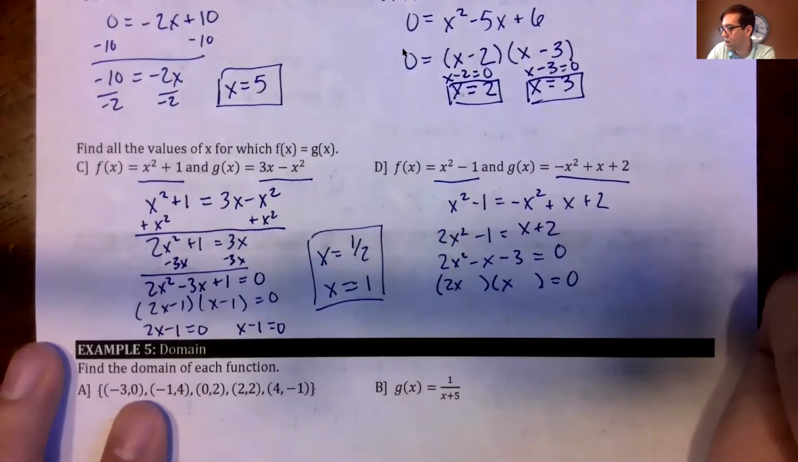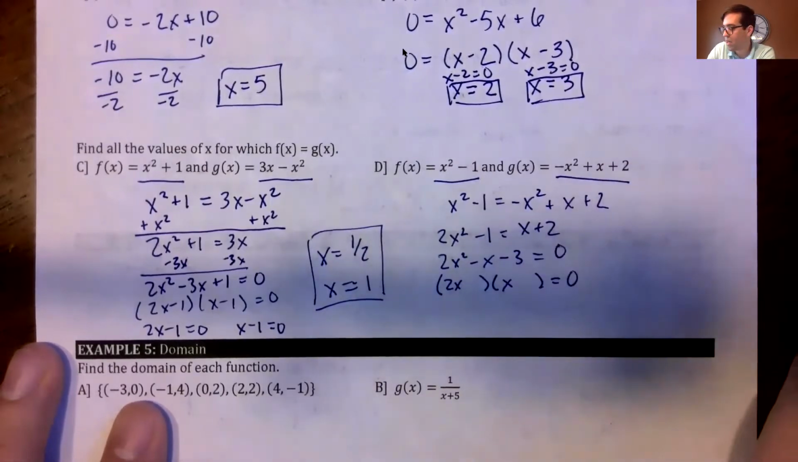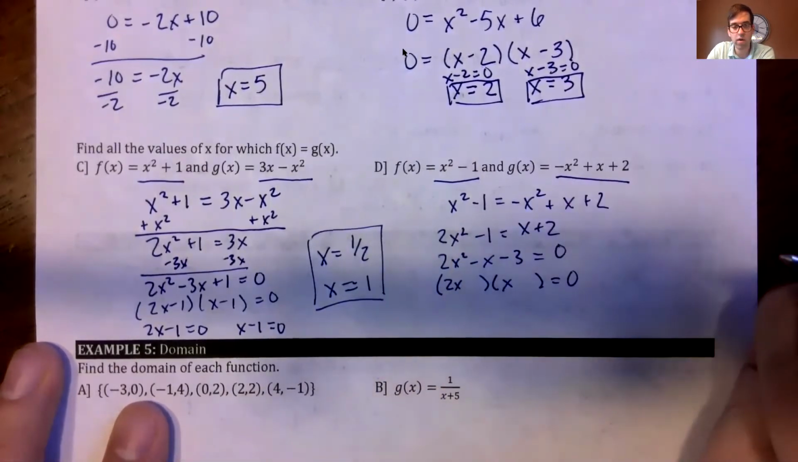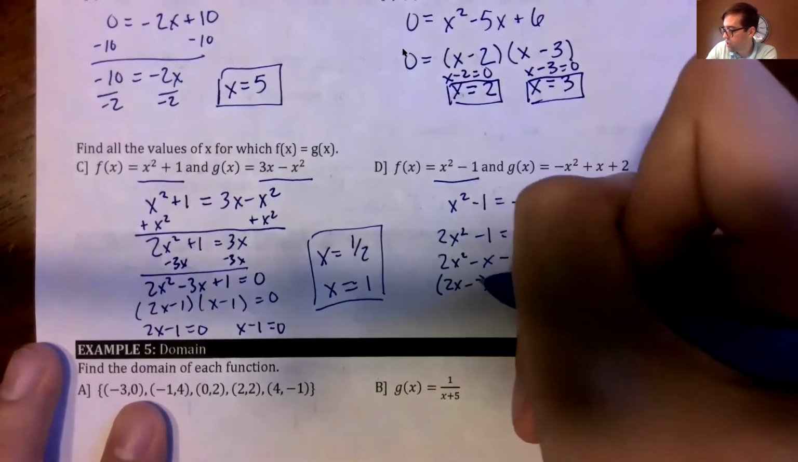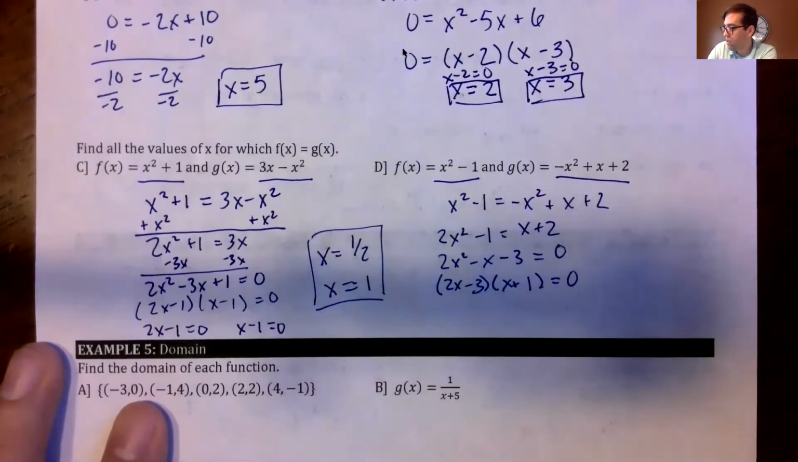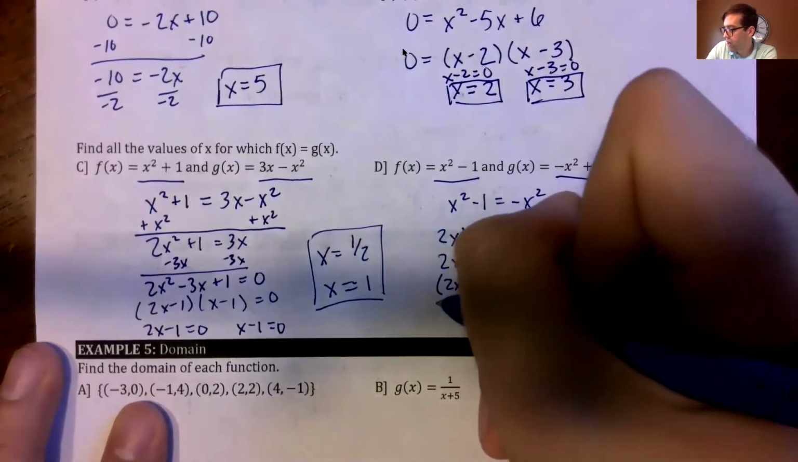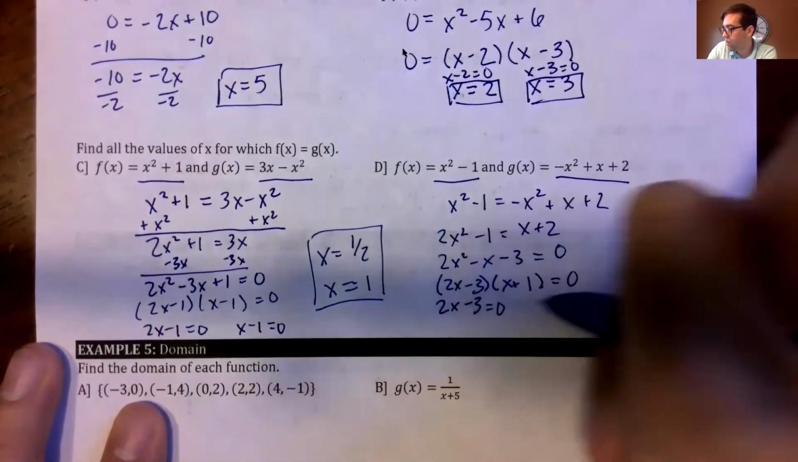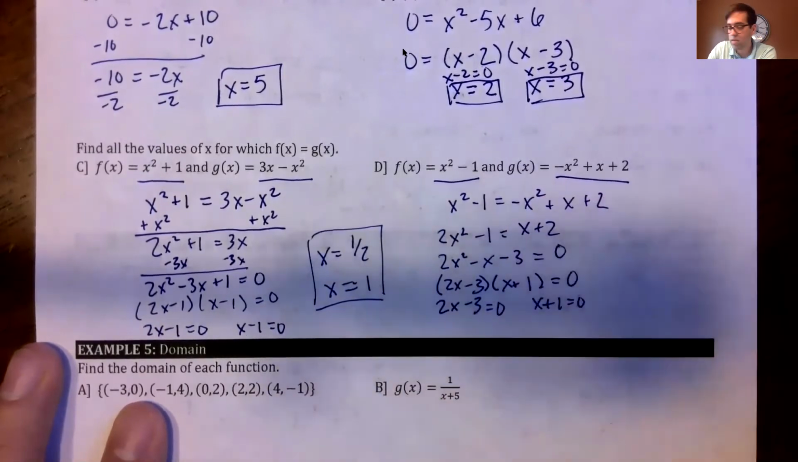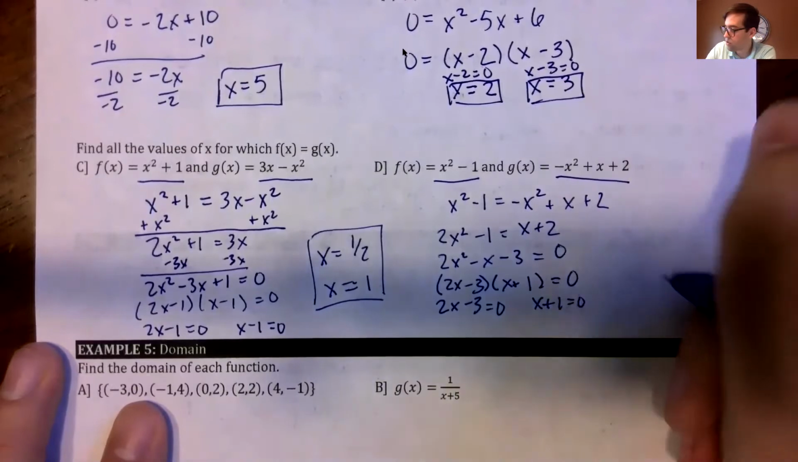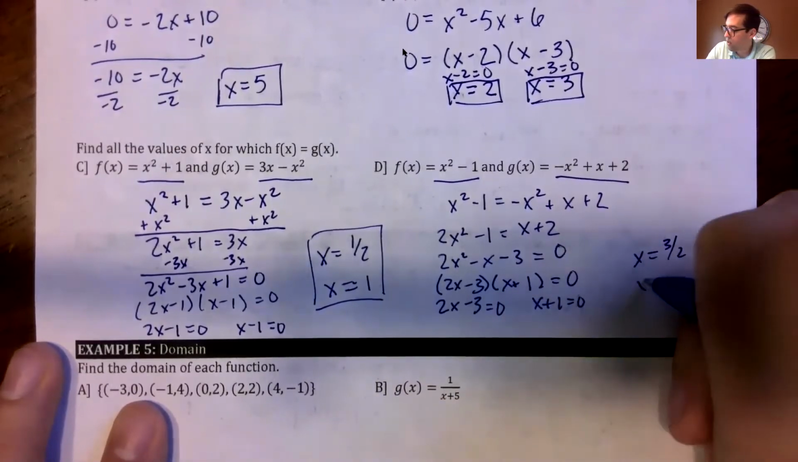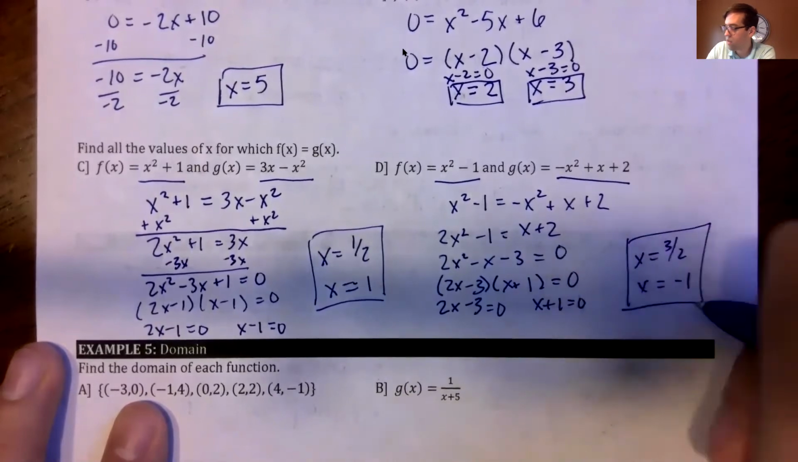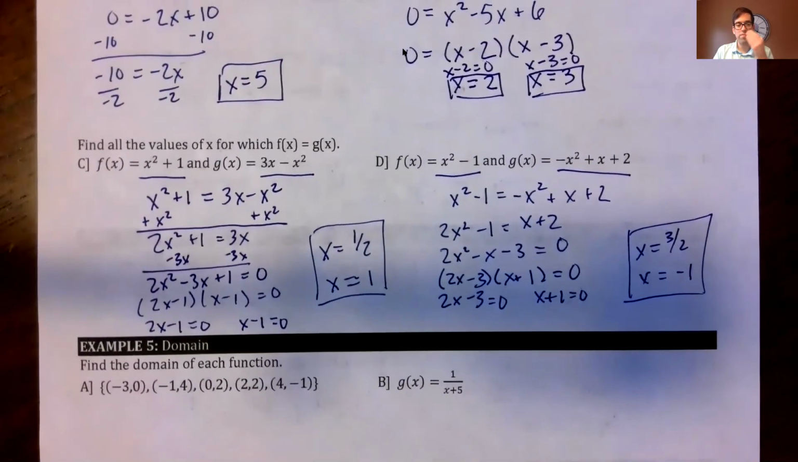Now I need to figure out how to multiply two numbers to get negative 3, but once I combine them in FOIL, I get negative x in the middle. It's going to end up being 2x minus 3 and x plus 1. Then we set each factor equal to 0 and solve for x, and we're going to get x equals 3 halves and x equals negative 1. All right, there we go.